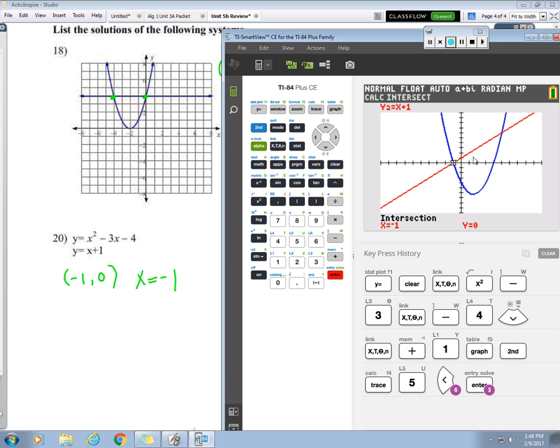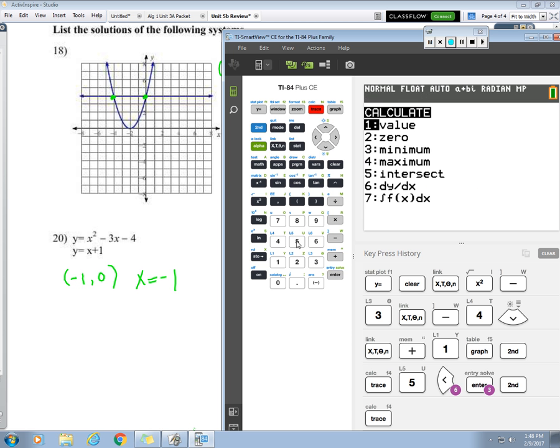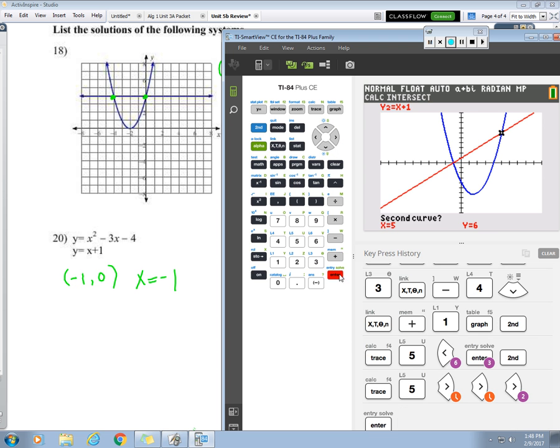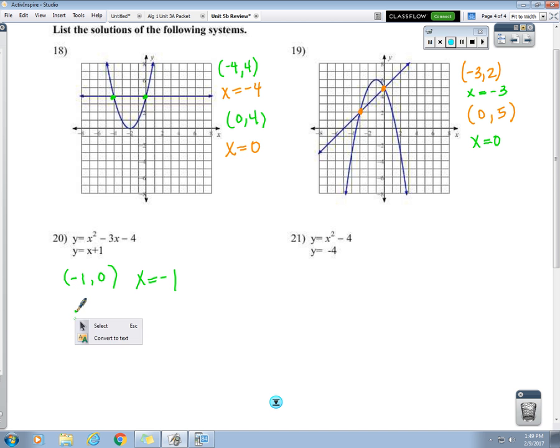Now our second intersection is way over here. You have to go through the same process. Second trace, number 5. So now move your cursor over to it, and then hit enter, enter, enter. And it's at 5, 6, which you probably could have figured out without actually doing second trace intersect. Okay, so 5, 6. So if they decide to write that as just the x value, what will it look like?